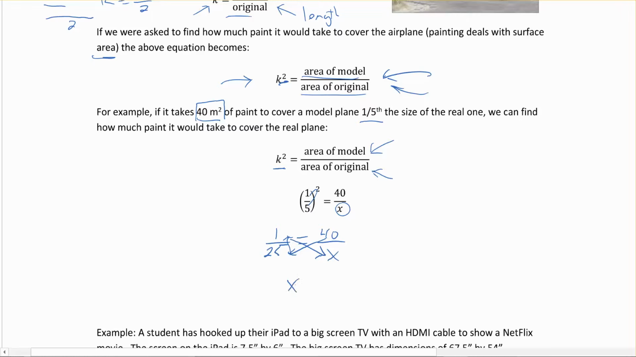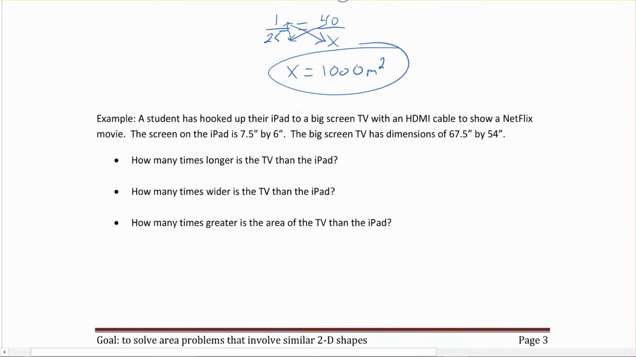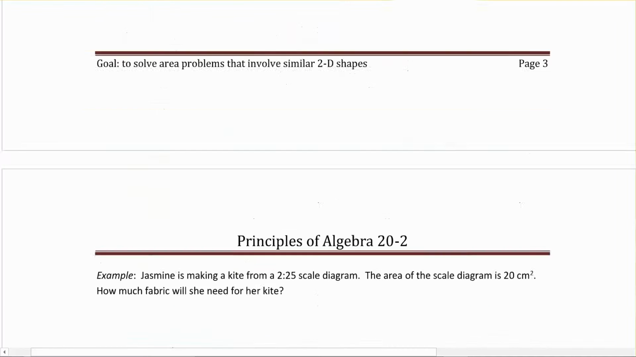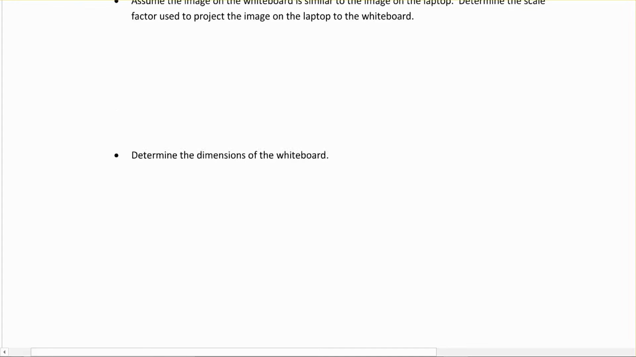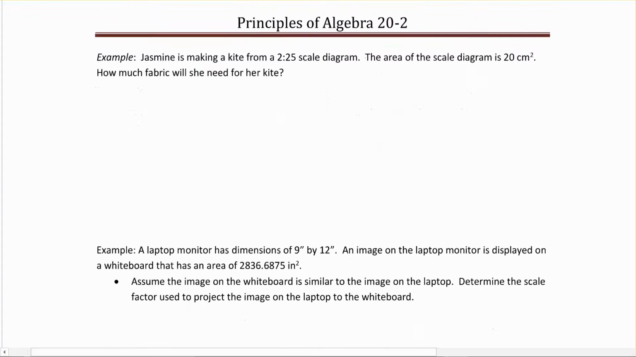So X is equal to 1,000 meters squared. Okay, so that's kind of a typical question. So I'm going to let you guys go ahead and do this example too. I think you should be able to follow the directions and just do that one. I'll walk you through this first one, and then I'm going to leave you the last one.